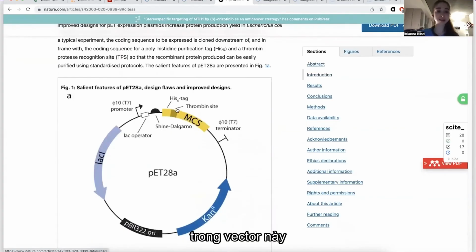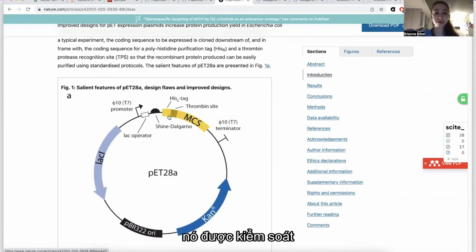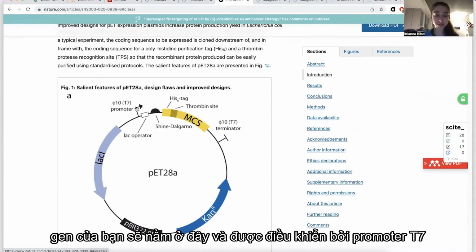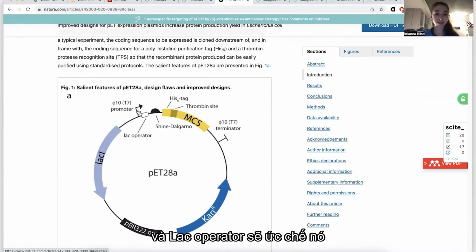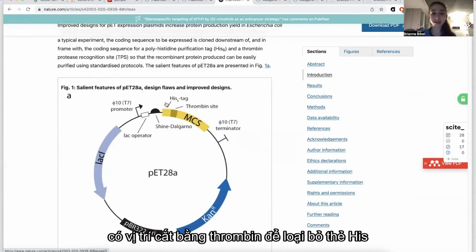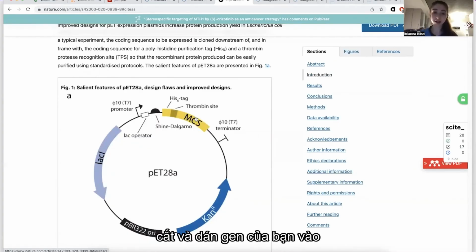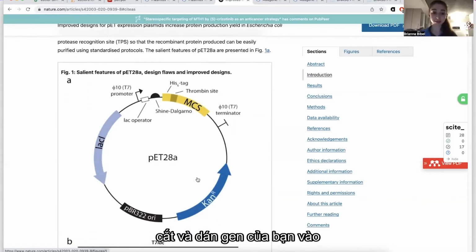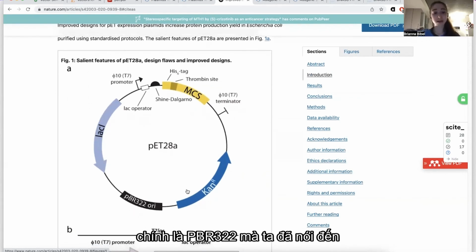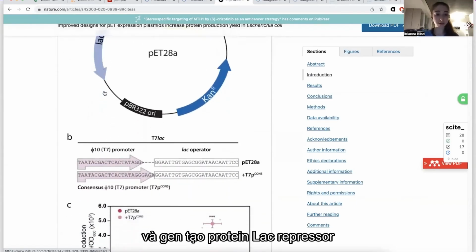So in this vector, you can see that you have this lac operator and this T7 promoter. Your gene will be here, and it's under the control of this T7 promoter. And then the lac operator is going to repress it, in addition to it not being able to be expressed if you don't have the T7 polymerase. Then it has a His tag and a thrombin site, so you can cut off that His tag. And then the multiple cloning site where you can cut and paste your gene in. It also has an origin of replication, so this is that pBR322 we were talking about. It has a kanamycin resistance gene and this gene for making the lac repressor.